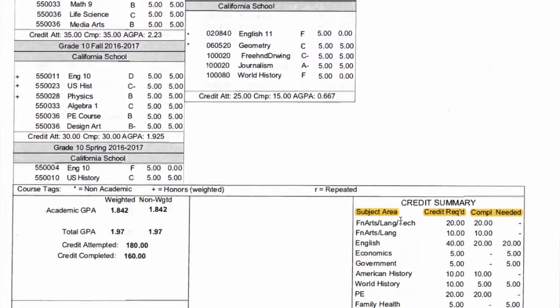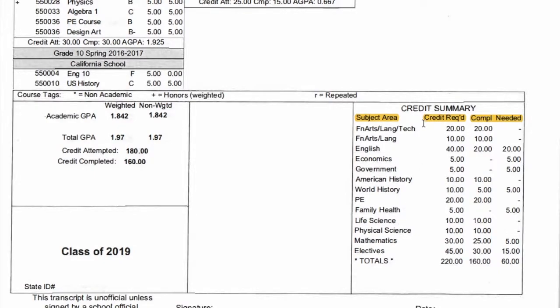So let me go down now to the bottom of the page to a very important section called the credit summary. So the highlighted sections again are the headings to help you understand what is found beneath it. So you have subject areas, credits required, credits completed, and credits needed. So let's take fine arts, language, and tech. You need 20 credits in this area to graduate. This student completed 20 already, so the student no longer needs any credits in that subject area.